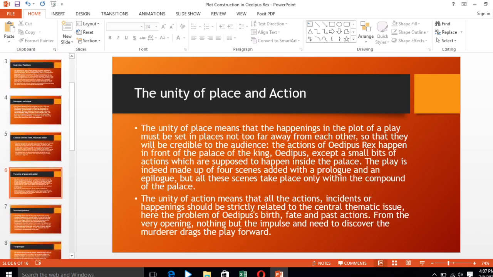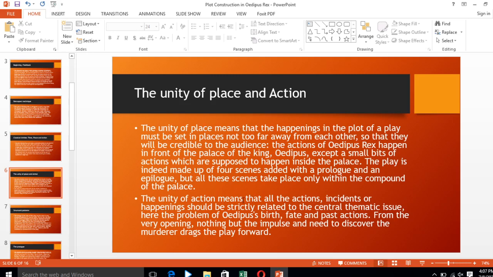The unity of place means that the happenings in the plot of a play must be set in places not too far away from each other so that they will be credible to the audience. The action of the Oedipus Rex happens in front of the palace of King Oedipus, except some small scenes that take place inside the palace. All the play takes place in front of the palace. The play is indeed made up of four scenes added with a prologue and epilogue, but all these scenes take place only within the compound of the palace.